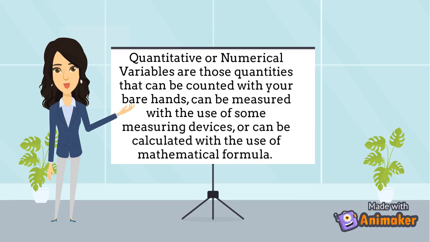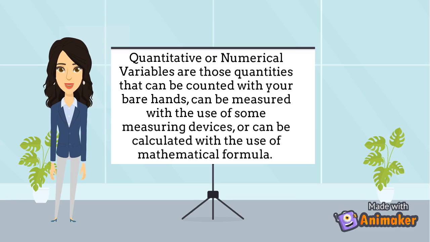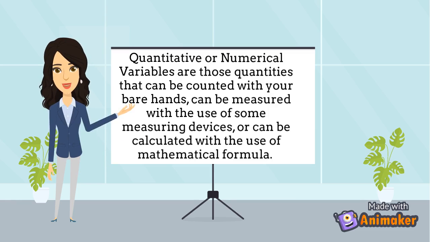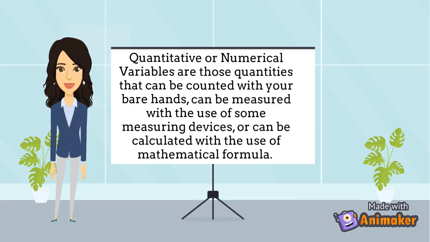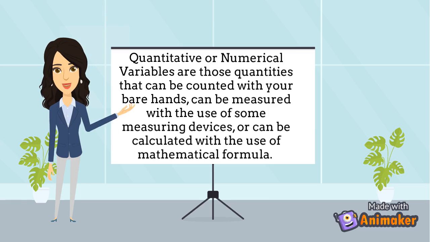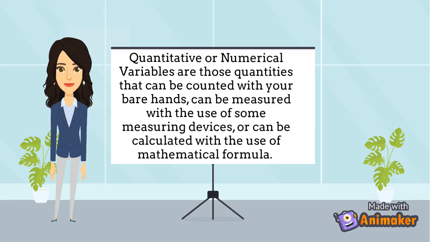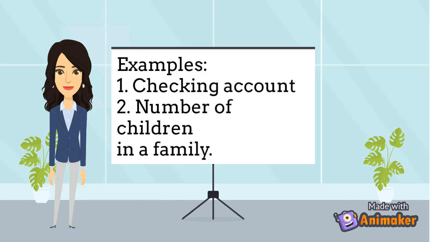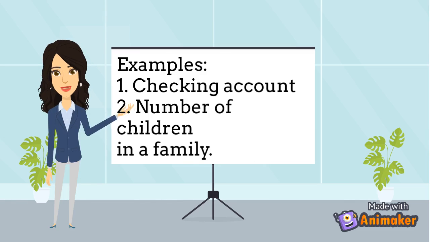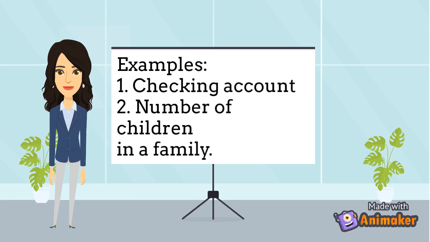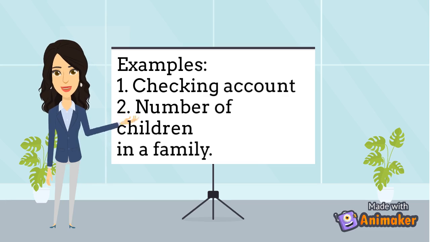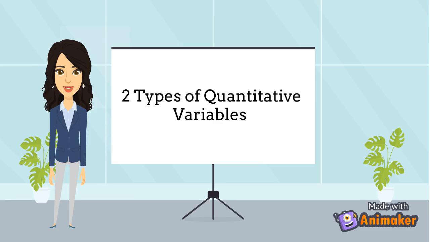Quantitative or numerical variables are those quantities that can be counted with your bare hands, can be measured with the use of some measuring devices, or can be calculated with the use of a mathematical formula. Examples. 1. Checking account. 2. Number of children in a family. Two types of quantitative variables.